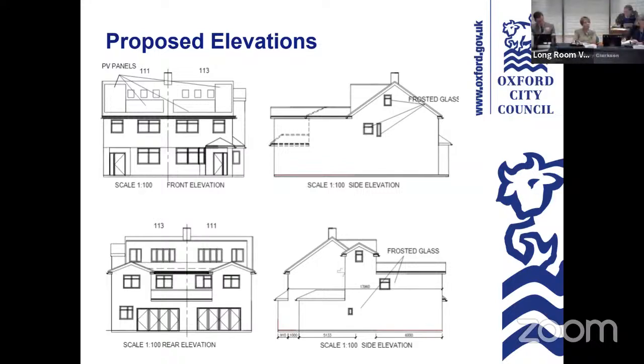Do we have a seconder for that? Barbara, yeah, okay. So we have a proposal on the table to approve this in accordance with the officer's recommendation. Can I see all those in favour? That's unanimous. Okay, so that is passed, and now we move on to agenda item 4, which is again on the same part of the same side.